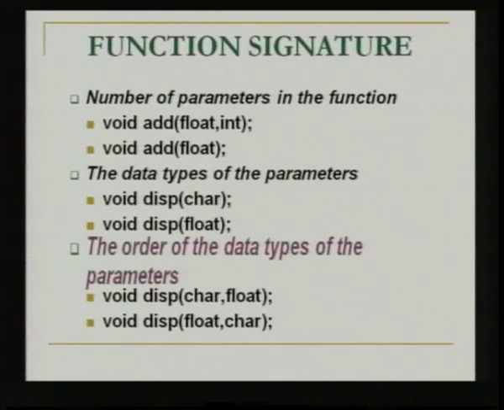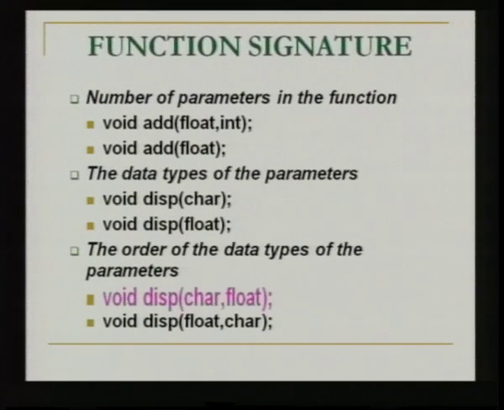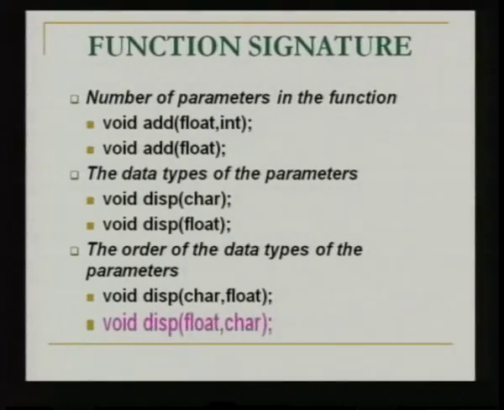Next you have the order of the data types of the parameters, the order in which they are arranged. Here again the two functions have the same name disp, they have the same number of arguments, and if you see both the arguments are of the same type, but the order in which they are arranged is different. The first function is having first character value and then float value. The next function is having first float value and then character value. So, these are the different ways in which you can change the definition of the function. This is the way you can have the functions with same name and have the difference in their signature.